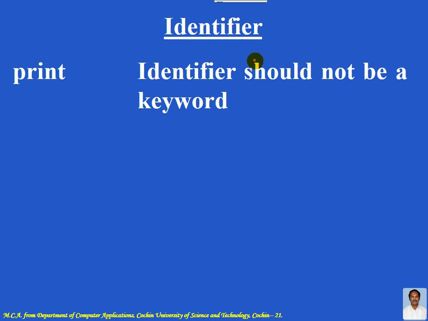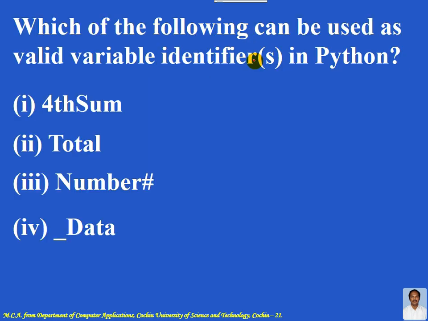Now, how will the question come for the board exam? The question comes like this: which of the following can be used as valid variable identifiers in Python? So, out of these four, which are the correct identifiers? Can option number one be a correct identifier? No, because it starts with a digit. Identifier or variable name should not start with a digit. It should start either with an alphabet or underscore. So this cannot be a variable name or identifier.